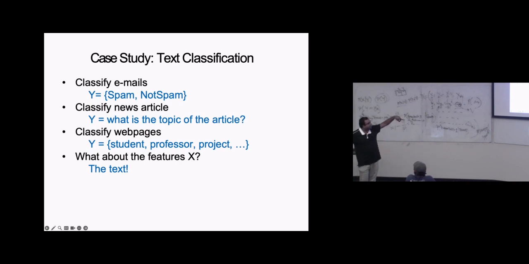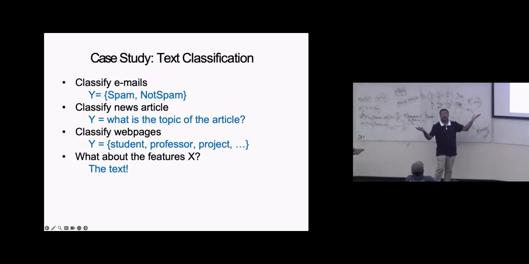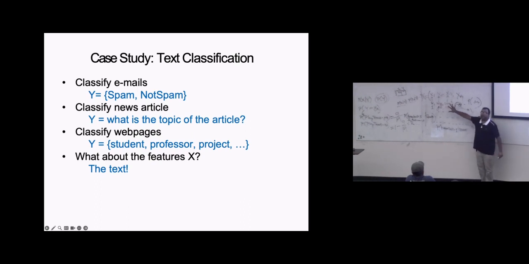You could do the same thing for finding out the topic of a document. You could find out whether web pages in a university belong to a student, a professor, or a project or something, right? And what is the feature? The feature is your text. Here we just saw one way to do the featuring, that is, each position is one feature, but we can have alternatives as well.